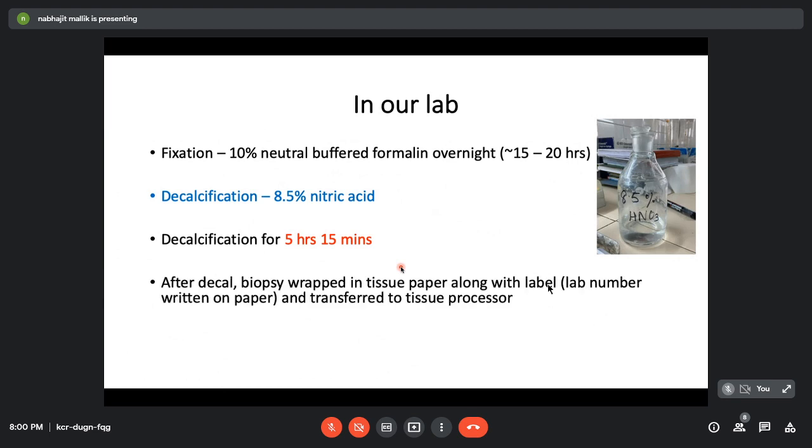After the decalcification is done, the biopsy is wrapped in tissue paper along with the label and transferred to the tissue processor. And because we are using nitric acid, biopsy sections are submitted for reporting just 2 days after the procedure is performed.